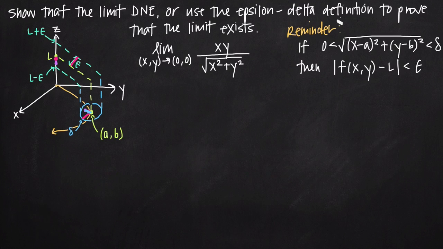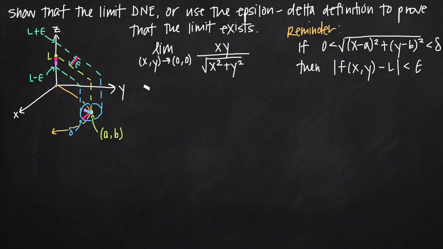So now that we understand the precise definition of the limit for multivariable functions and how that was adapted from the precise definition of the limit for single variable functions, let's talk about how we're going to go about testing this limit to see whether or not it exists, and if we think it exists, how to use this precise definition of the limit to prove that it does exist.